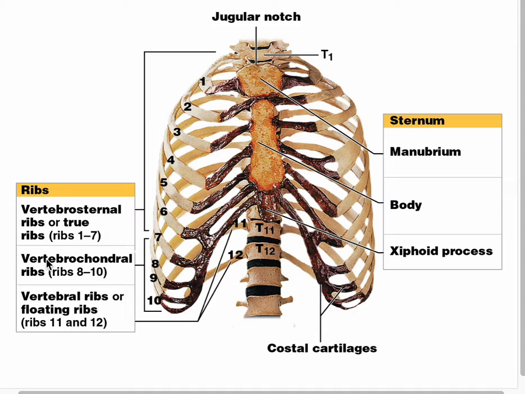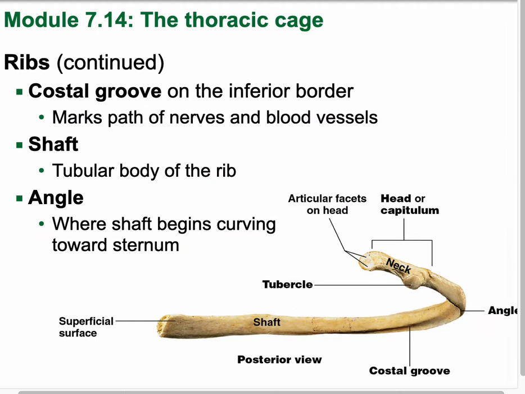Then we will have the vertebrochondral ribs, which are going to be 8 through 10, because these are going to connect into cartilage, which will then connect to the sternum. And then we have ribs 11 and 12, which are known as floating ribs or the false ribs, because they're not going to connect into anything other than the vertebral column at the back. So let's look at the ribs in a little more detail.